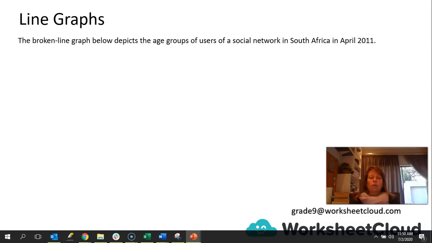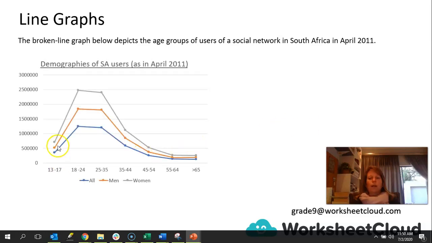So this is quite old data, but it doesn't matter because we can still look at it and analyze it. This is a broken line graph, and the reason it's a broken line graph is because it has specific points. So you draw from one point to the next point and then to the next point. It's not a flowing line graph.